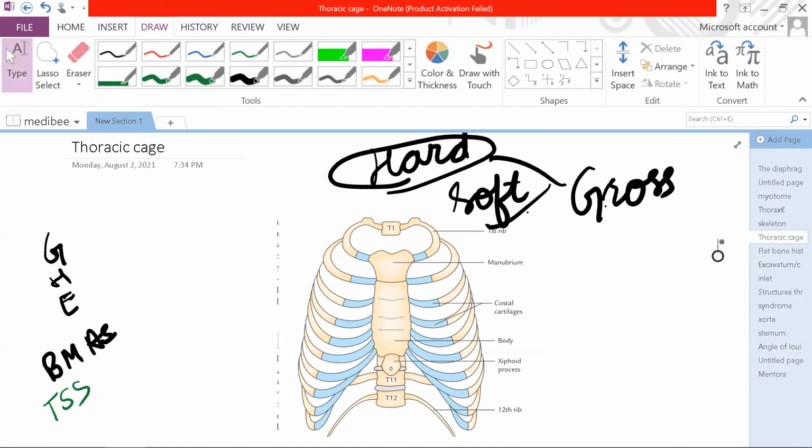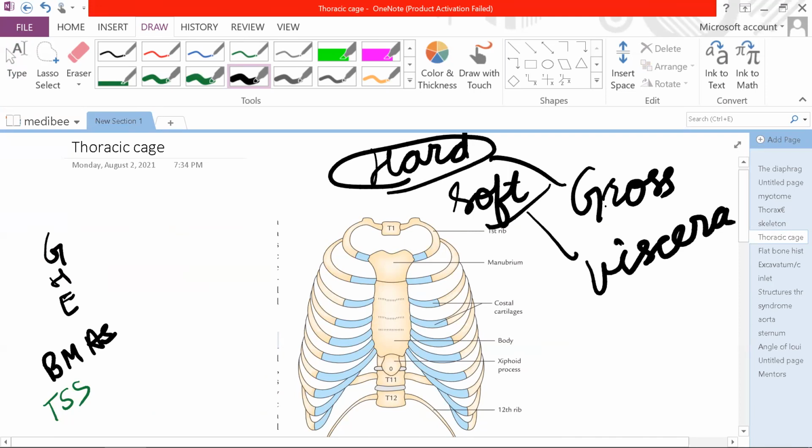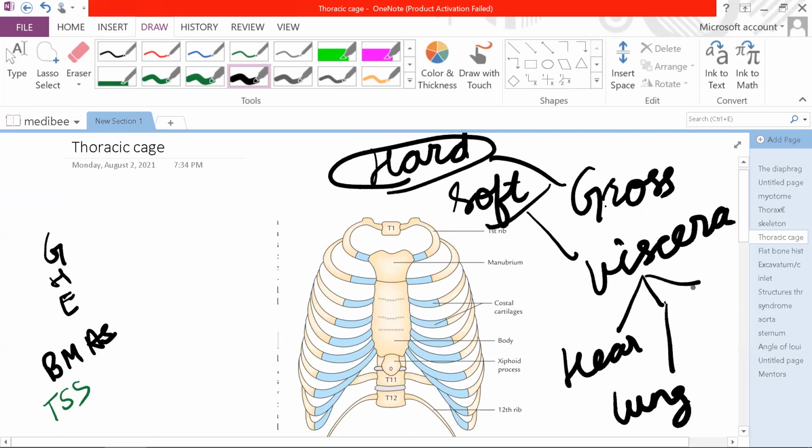In the soft part you basically deal with viscera, where you have to hold the viscera like heart, lung, diaphragm. Basically in case of thorax you have to deal with 3 viscera. One will be heart, another will be lung and the next viscera is diaphragm.